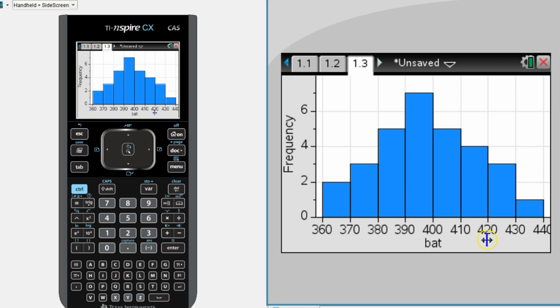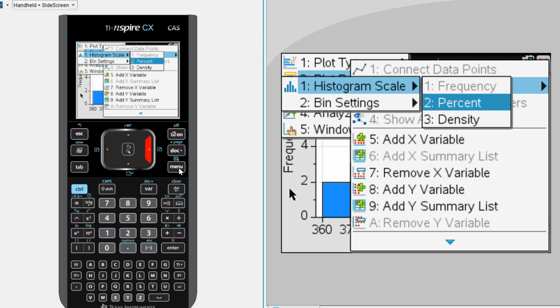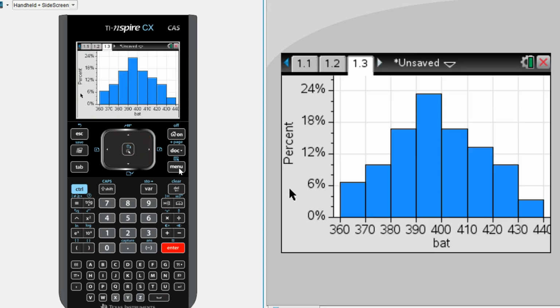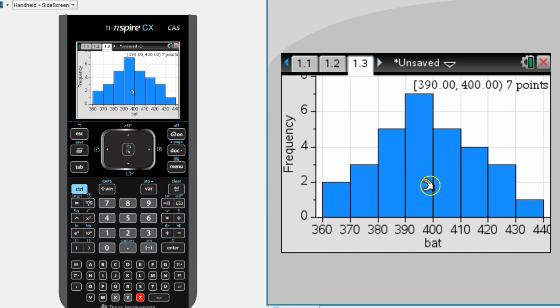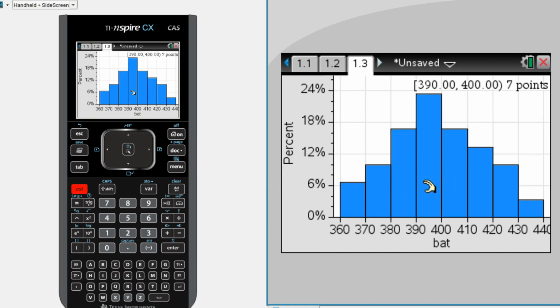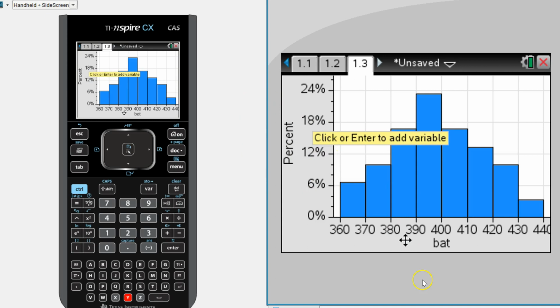But there you go. One kind of interesting thing, here's a frequency. What happens if I change it to a percent? Did the actual graph change? Well, it looks a little different, but all it did was zoom it in. The shape of the graph is identical. This is frequency. This has 2, 3, 5, right? The percentages are 6.6, 10%, 16.7. The frequency histogram looks identical to the relative frequency histogram.